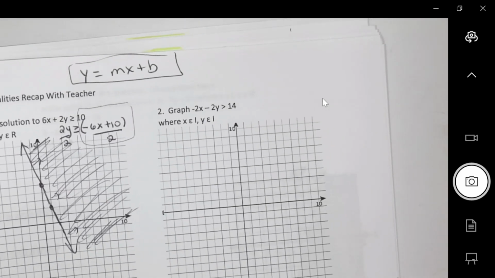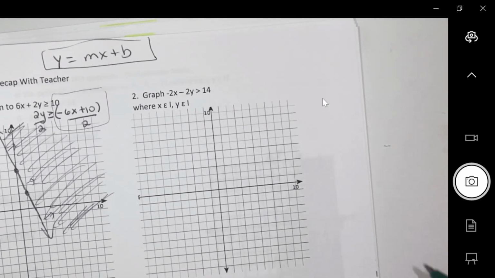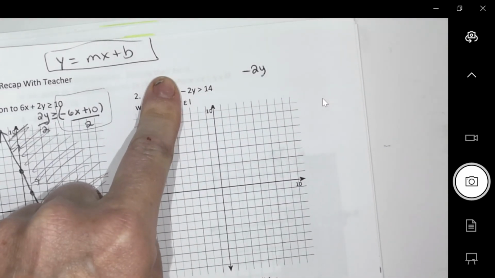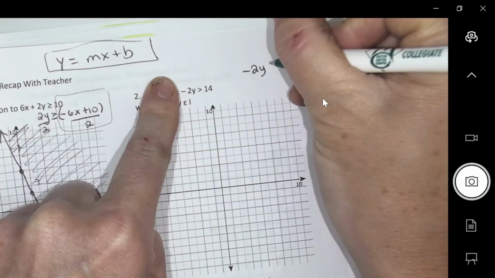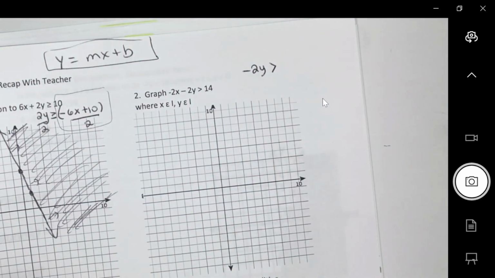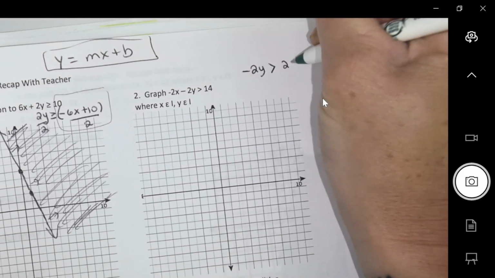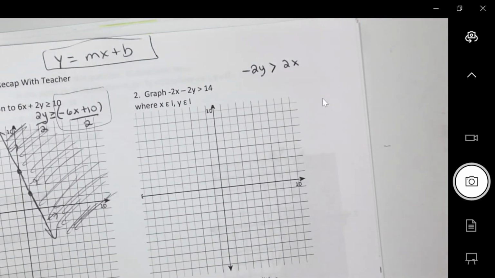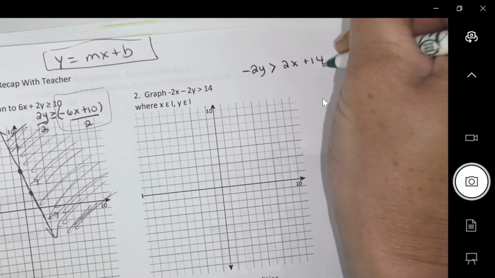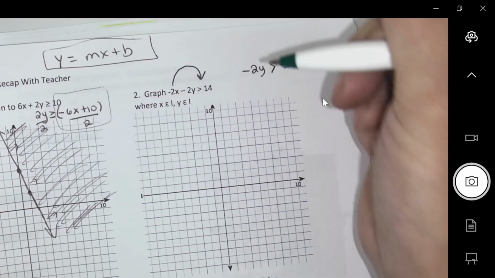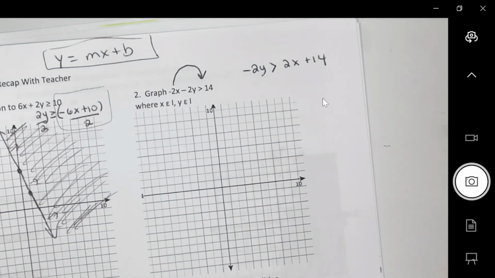Okay, next. I'm going to do the same kind of strategy. I'm going to keep the y, so negative 2y I keep, greater than. The x part I'm going to write next, which is moving the x. If I move it, it's positive 2x. And the 14 stays where it is. That's all I did there, was just move.